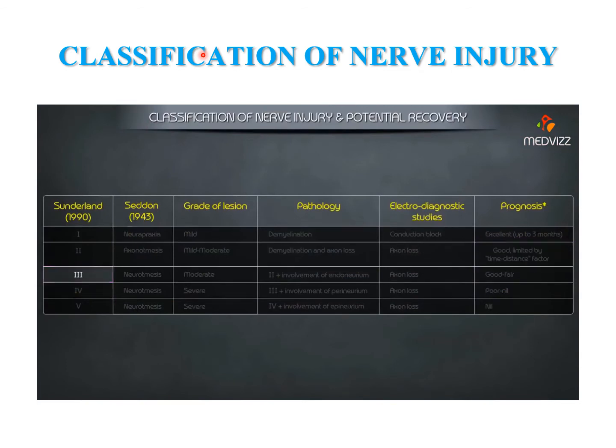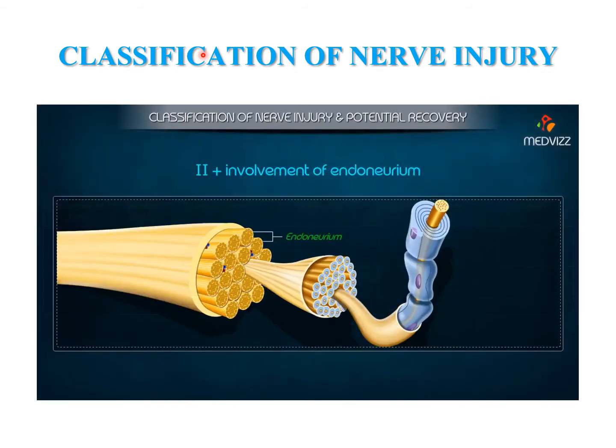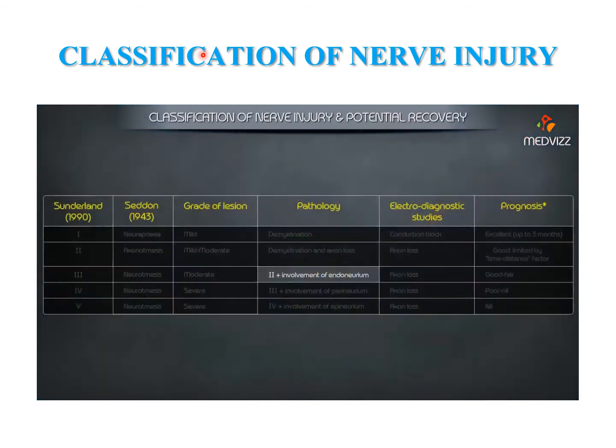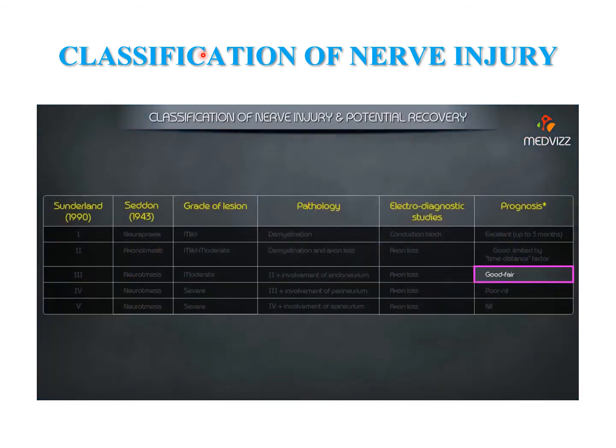Grade 3 of Sunderland classification corresponds to neurotmesis of the Seddon classification. The grade of lesion is moderate. Pathology is grade 2 plus involvement of endoneurium. Electrodiagnostic studies show axon loss, and the prognosis is good to fair.